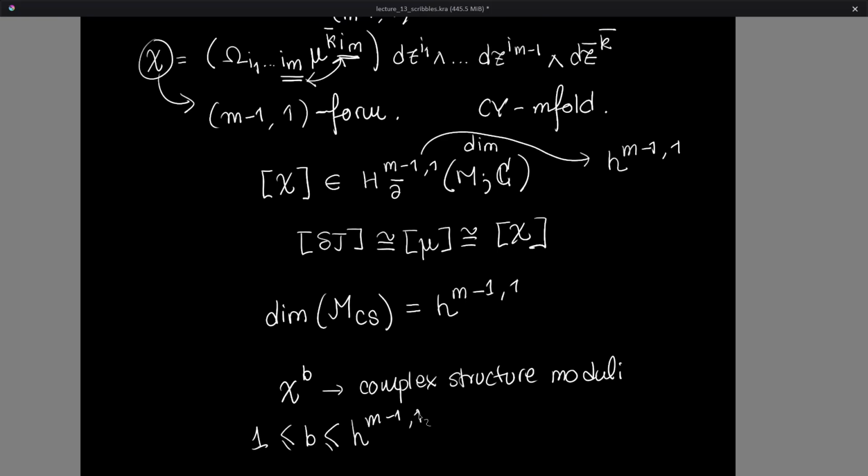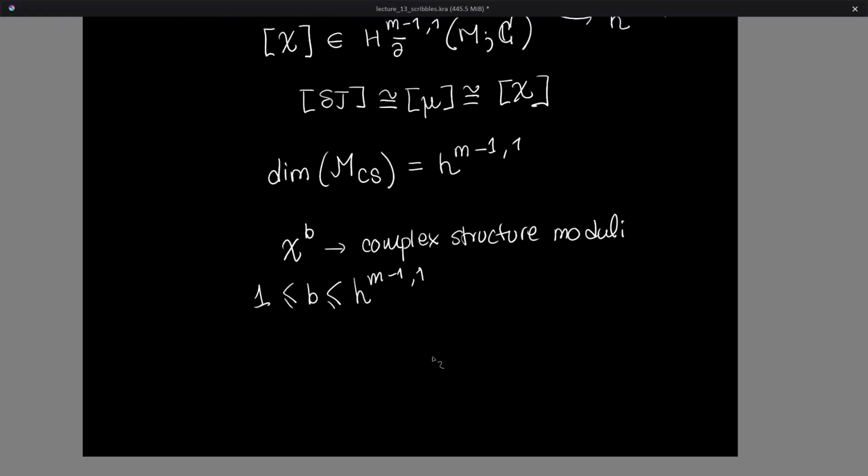Or you might see this more often written as h^{n-1,1}, because most people use n as the number of dimensions. Anyway, it's immaterial. It's the same thing. So these are the complex structure moduli. So our space locally for a Calabi-Yau is split into these two, T A and chi B.